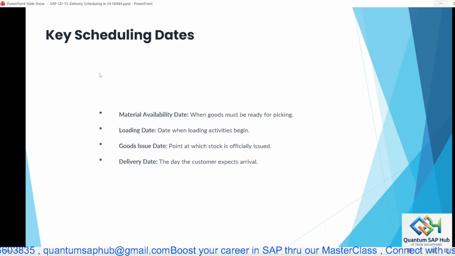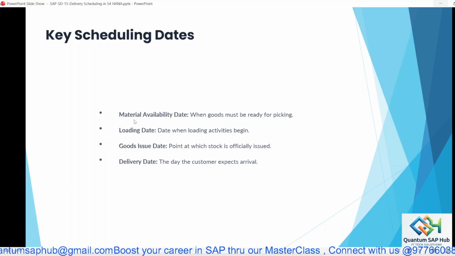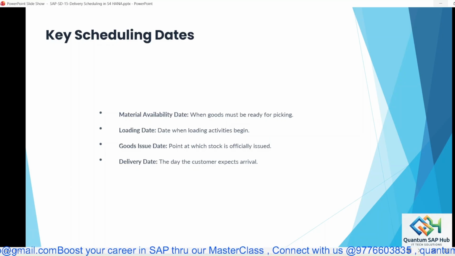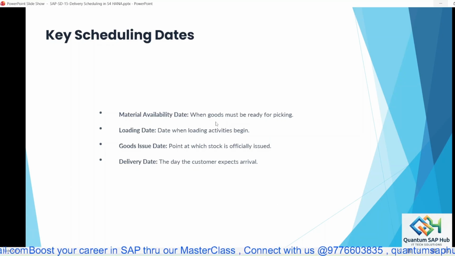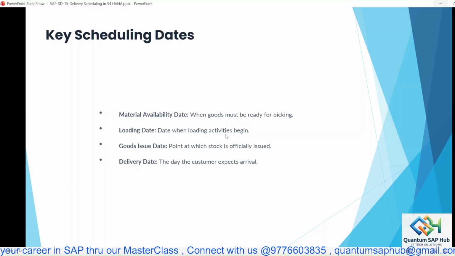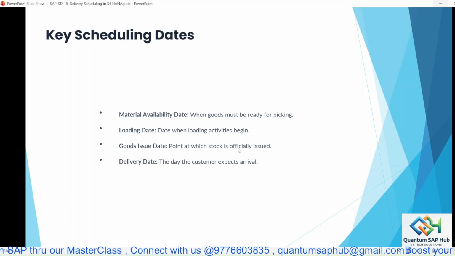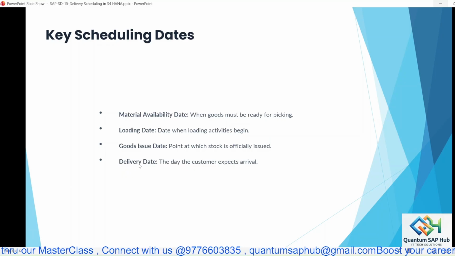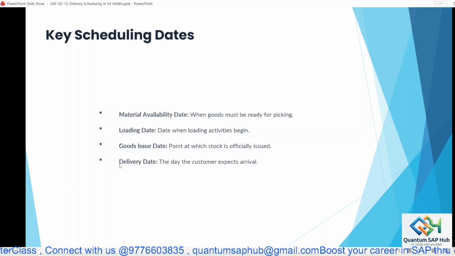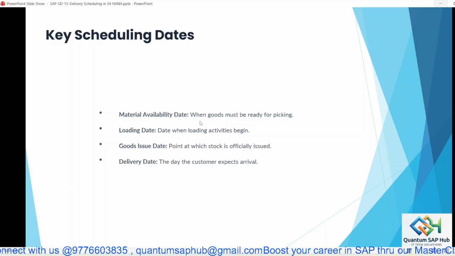Okay, now what are the key dates we want to know when understanding delivery scheduling? One is the material availability date, when the goods must be ready for picking. Loading date, when the loading activities begin. Goods issue date, the point at which the stock is officially issued. And the delivery date, the day the customer expects the arrival. We mention this as either the customer delivery date or the requested delivery date.